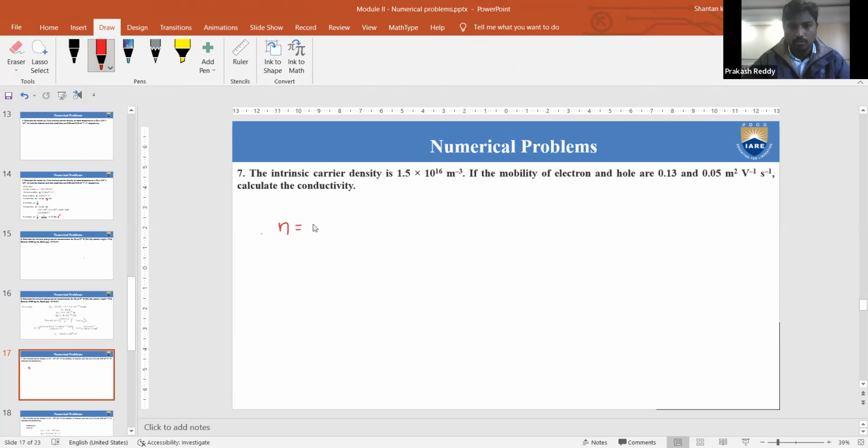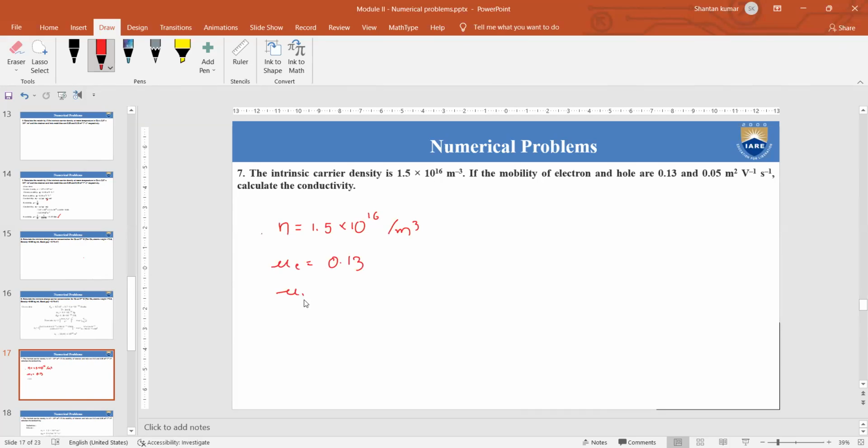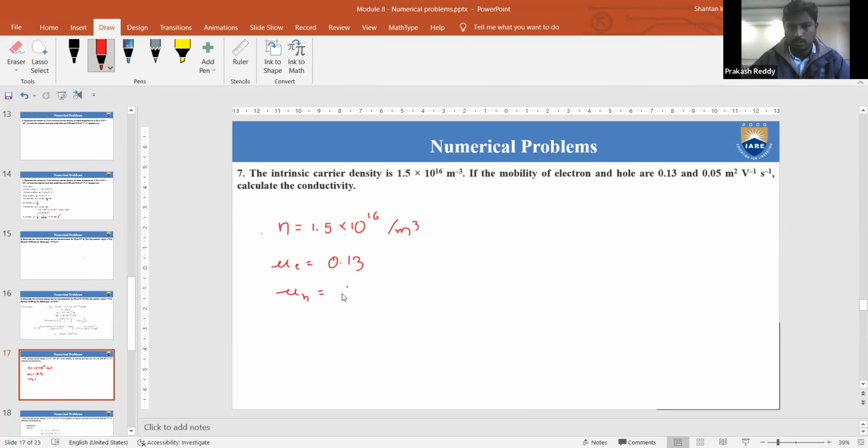So n equals 1.5 into 10 power 16 per meter cube, electrons per meter cube. Mobility of electron mu e equals 0.13. At least now solve, all of you try to solve now. 0.05 is the mobility of hole. We need to find out conductivity rho.